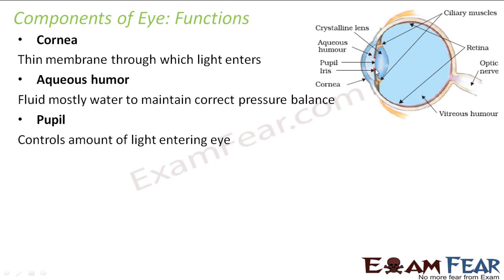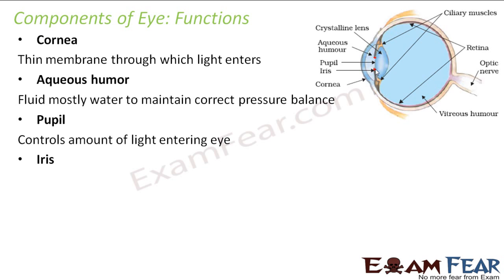Similarly, when you enter an area where there is dim light, the pupil tries to increase the intake of light so that more and more light can enter the eye. Right? So this pupil actually controls the amount of light entering the eye. The cornea forms the outermost membrane through which anything will enter the eye. It is like an outermost protective covering for the eye. But the pupil is actually the door which allows the entry of light inside the eye.